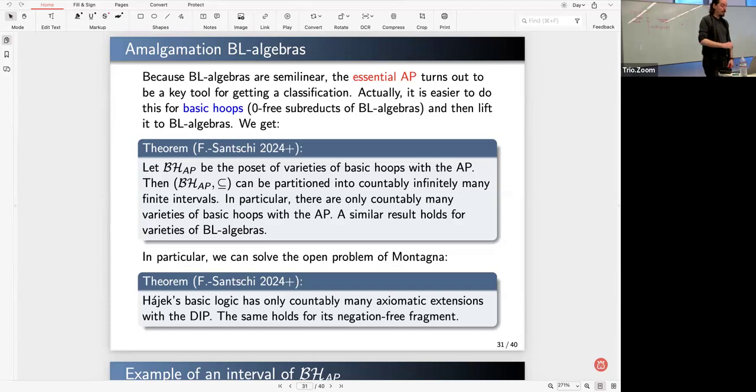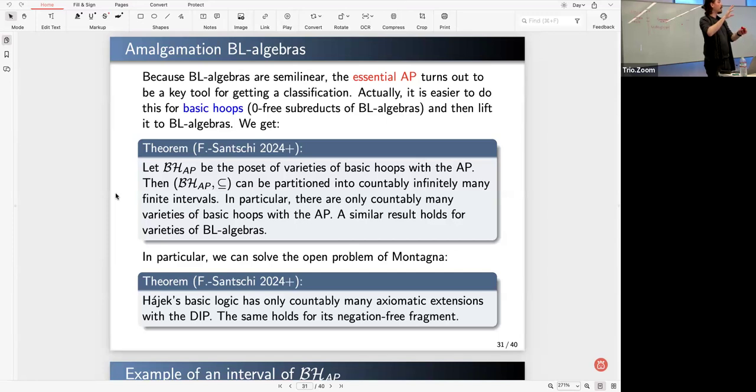The way I would state it is that suppose I take BH, AP to be the poset of varieties of basic hoops. Basic hoops are BL algebras, but I forget that they have a bottom node. BL algebras are usually defined with 0. Suppose I get rid of that and take 0-free sets. And suppose I look at the poset of all of the varieties of these with the amalgamation property. In that poset, we can tangibly partition it into countably many finite intervals, which can be explicitly described. And from this description, for basic hoops, we can then add a bottom element back on.